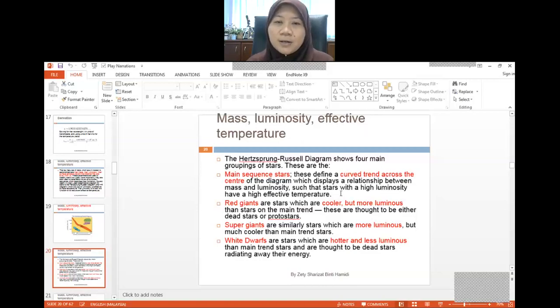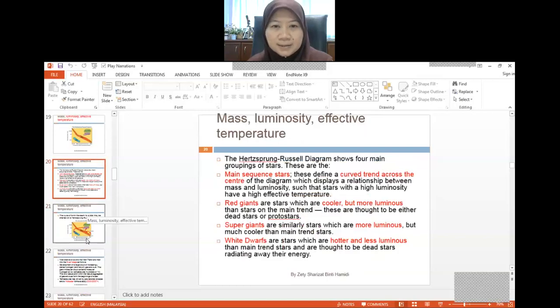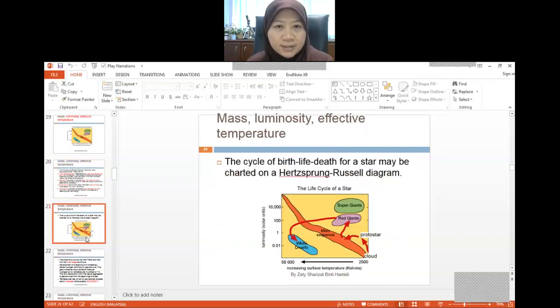So this is one of the factors why the stars become smaller. Okay. All right, so this is the stage, or the evolution, or what we call the cycle of the birth, life, and death of the stars. We can see that it starts with the clouds first, before it moves to the protostar.